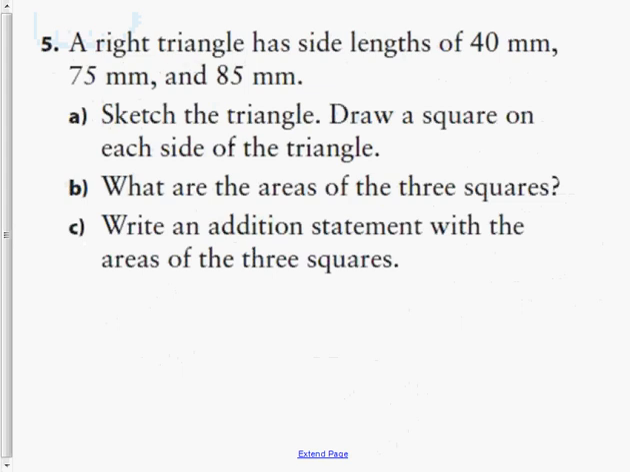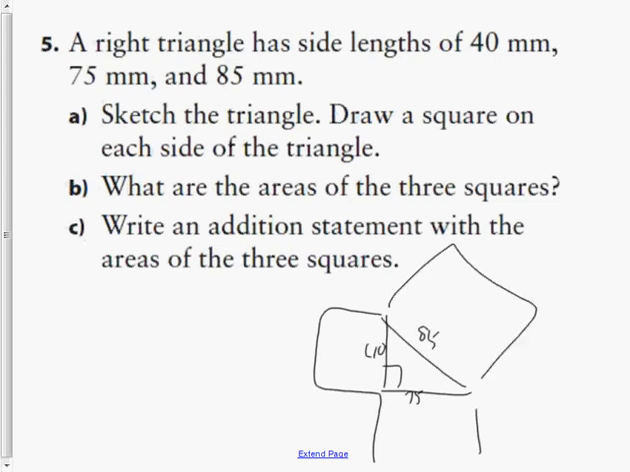Question 5 says a right triangle has side lengths of 40, 75, and 85. So here's a right triangle. I'm going to put 40 and 75 and 85, and I'm going to attach squares to all three sides. What are the areas of the squares? So again, same premise as we did before. 40 times 40 makes this area 1600.